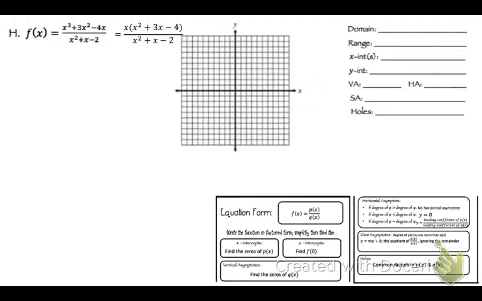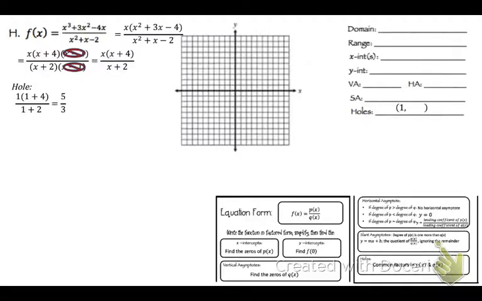Alright, so skip example G, and let's go to example H. First we're going to factor that. So you get x and then (x squared plus 3x minus 4) over (x squared plus x minus 2), which factors further to (x plus 4)(x minus 1) over (x plus 2)(x minus 1). Those x minus 1s cancel, which means there's going to be a hole at 1. We just need to figure out what the y value is. That simplifies to (x plus 4) over (x plus 2), and I'm going to plug in 1 for my x's to find my hole. So that's 1 times (1 plus 4) over (1 plus 2), which is 5/3. So there's the hole at (1, 5/3).